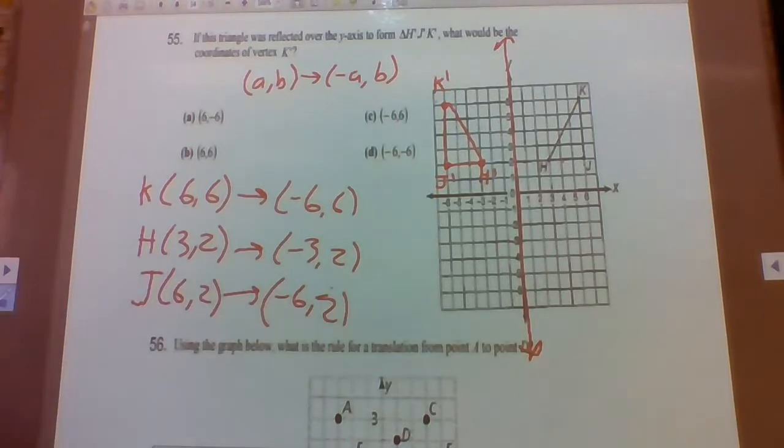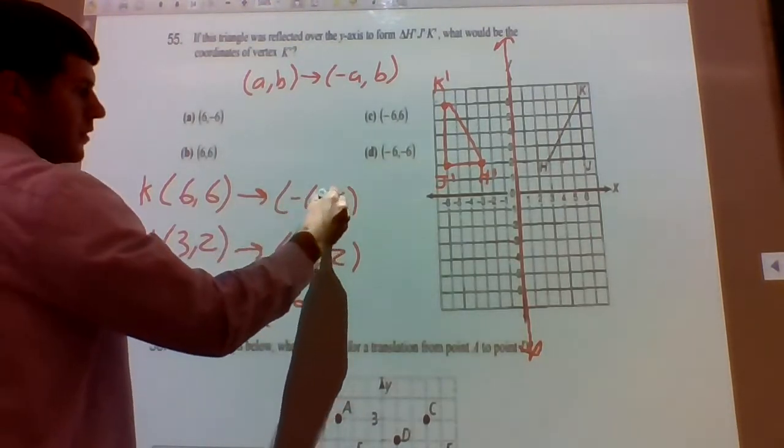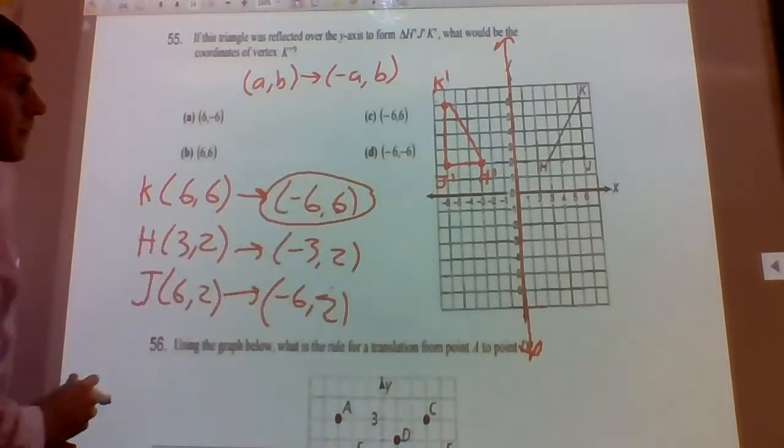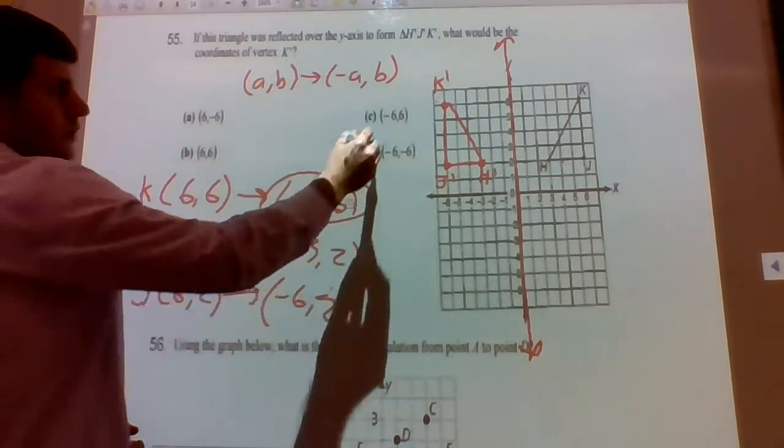The question asks what would be the coordinates of K prime. So that's going to be negative 6, 6, which is C.